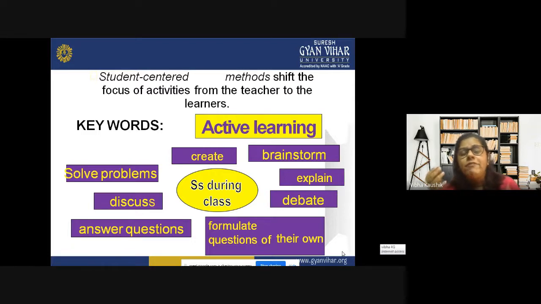Means they will frame their own questions, and the students will work to solve or get the answers to those questions which they have got. Answer questions: they have different questions in their mind and discuss. They will discuss among themselves. Solve problems means a problem-solving attitude will be developed in them.